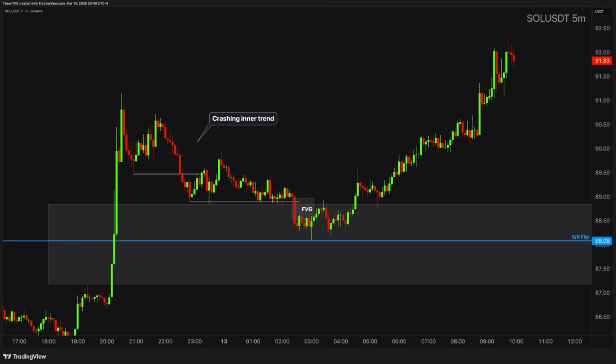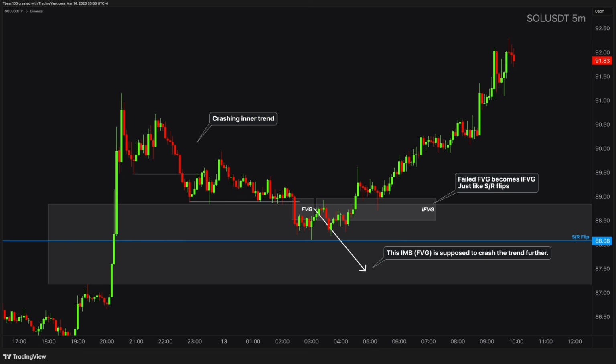But I want you to focus for a moment on this large fair value gap area, the imbalance right here. The definition and the real job of fair value gaps and imbalances is to push the trends in their current direction. So with this fair value gap and imbalance in place, this trend should normally have continued moving lower and lower. But what actually happens here is something completely different. That fair value gap failed and it eventually turned into an inversion fair value gap.